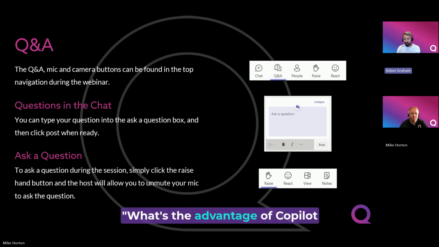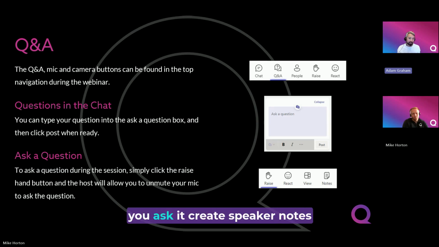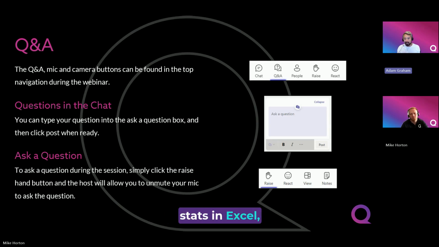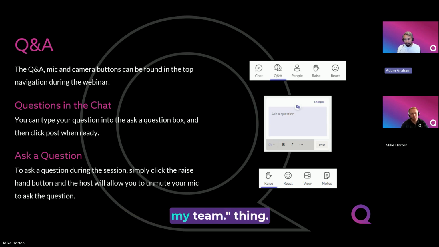Jan's asked what's the advantage of Copilot over Asana. To be honest, I haven't used Asana, but I will say that obviously Microsoft 365 Copilot can look at your Microsoft 365 data if that's where your data is. So SharePoint, OneDrive, Teams, Outlook, etc. And then it's built into those apps that you're using every day, like PowerPoint. If you create a PowerPoint and ask it to create the speaker notes for you, that's fantastic. Or if you've got a Word document and say create a PowerPoint from this Word document, again, really powerful. Or looking at your stats in Excel, go and build me a PowerPoint based on this Excel document to give me the stats to present to my team.